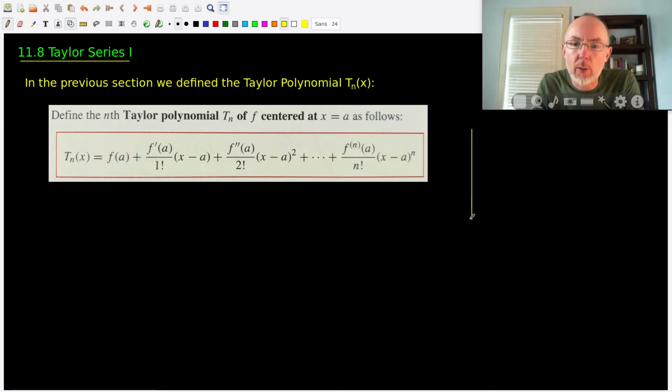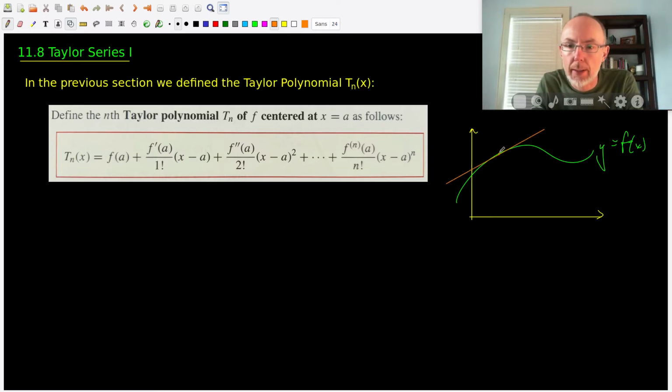Remember the idea there is we were essentially given a function f of x, here it is, and we were building better and better approximations to f of x. So we could build a straight line approximation like that touches only at the point a and has the same slope as the function at that point, but then after that it's doing something crazy, something different.